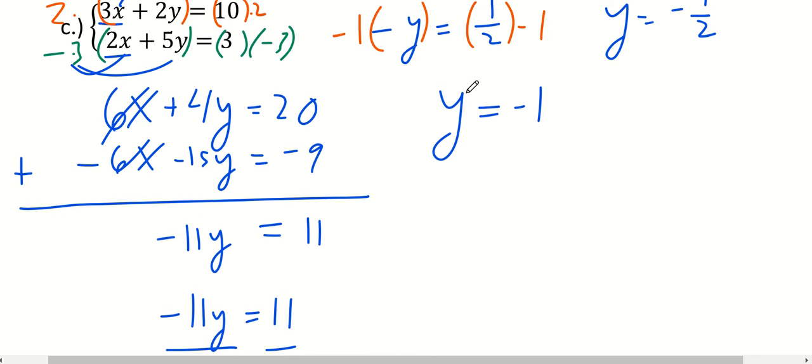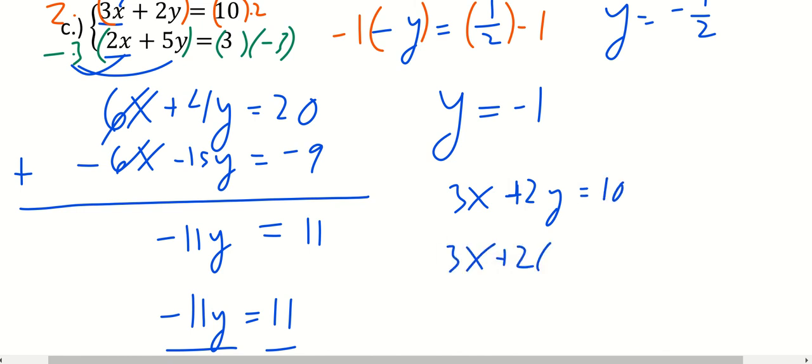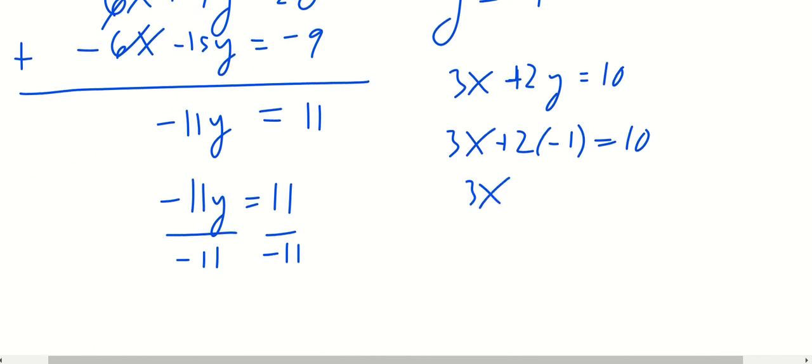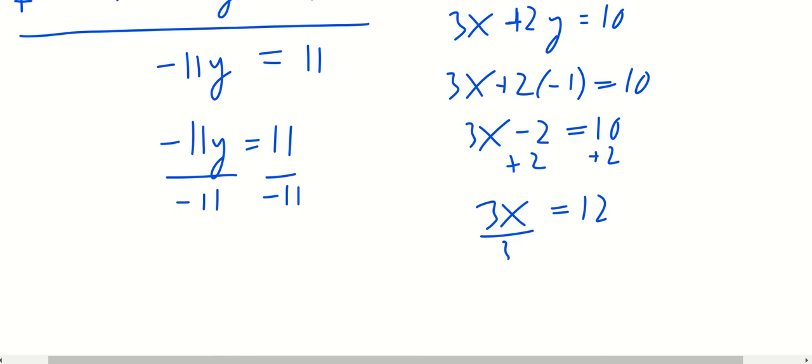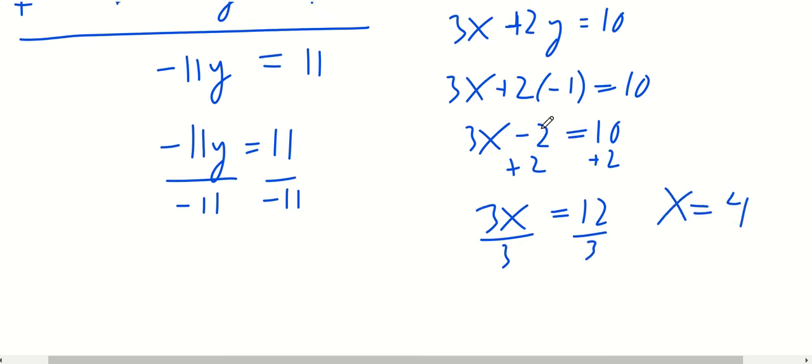To find the corresponding x value, we just need to go ahead and plug that into one of the original equations. I'll do maybe the first equation. So we have 3x plus 2y equals 10. Everywhere we see a y, I can put negative 1, like this. This is 3x minus 2 equals 10. Add 2 to both sides. That produces 3x equals 12. Divide both sides by 3, and we get x equals 4.